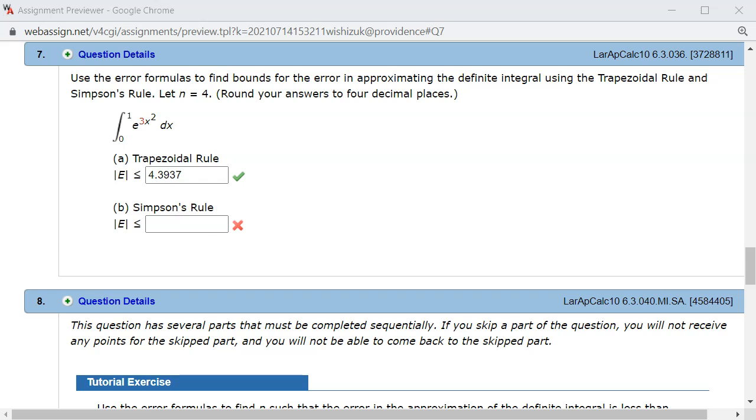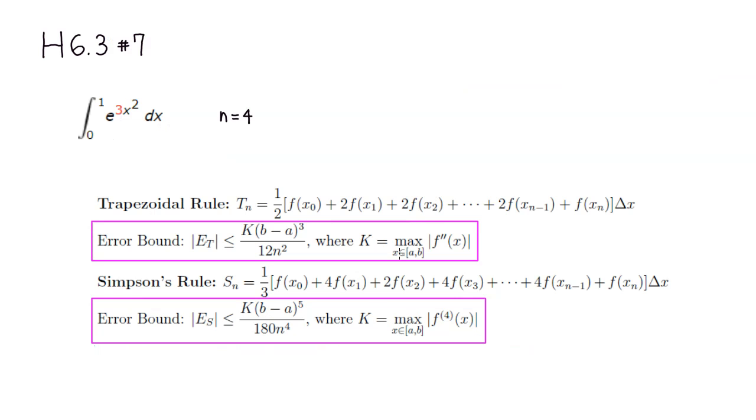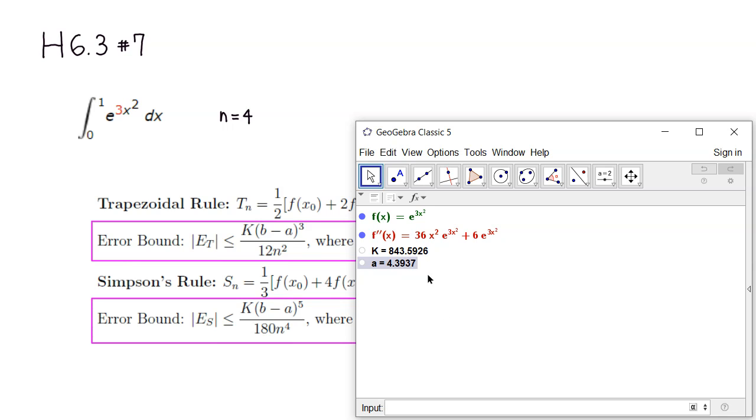Let's do part B. It's very similar, the only difference is k is the maximum of the fourth derivative, so we have to compute that and then use this formula instead of that formula. So bring out the calculator. I'm going to compute the fourth derivative, f fourth prime of x. Again, this function is going to be maximized at 1 instead of 0. You can see that if you plug in 1, you're going to get a bigger value.